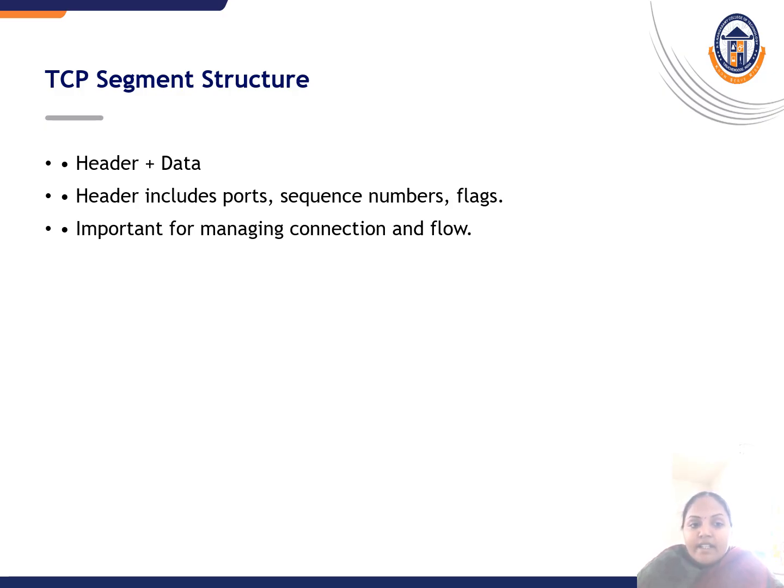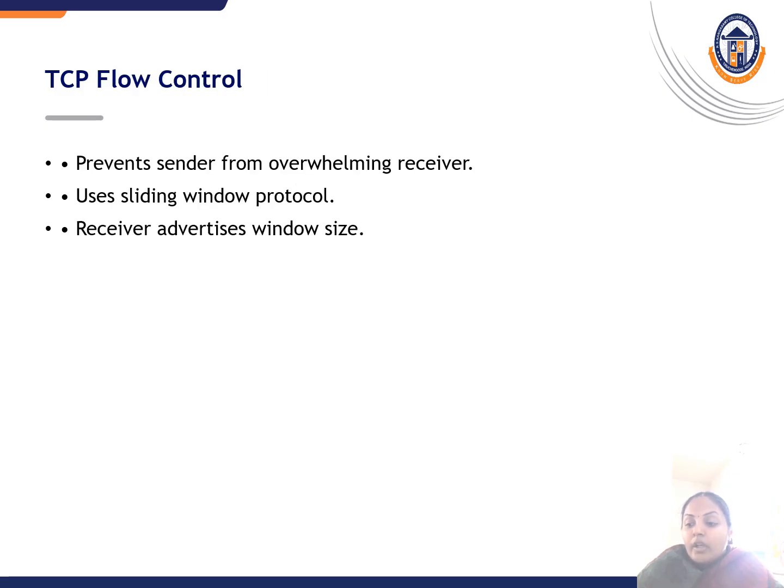The next one, TCP segment structure. Each TCP segment includes source and destination port. It is header plus data. Header includes port, sequence number, and flags, important for managing connection and flow. The sequence and acknowledgement numbers, flags, that is synchronization, acknowledgement, and fin, window size for flow control, optional fields, and a payload. Now, once a connection is established, the primary challenge is how to manage congestion.